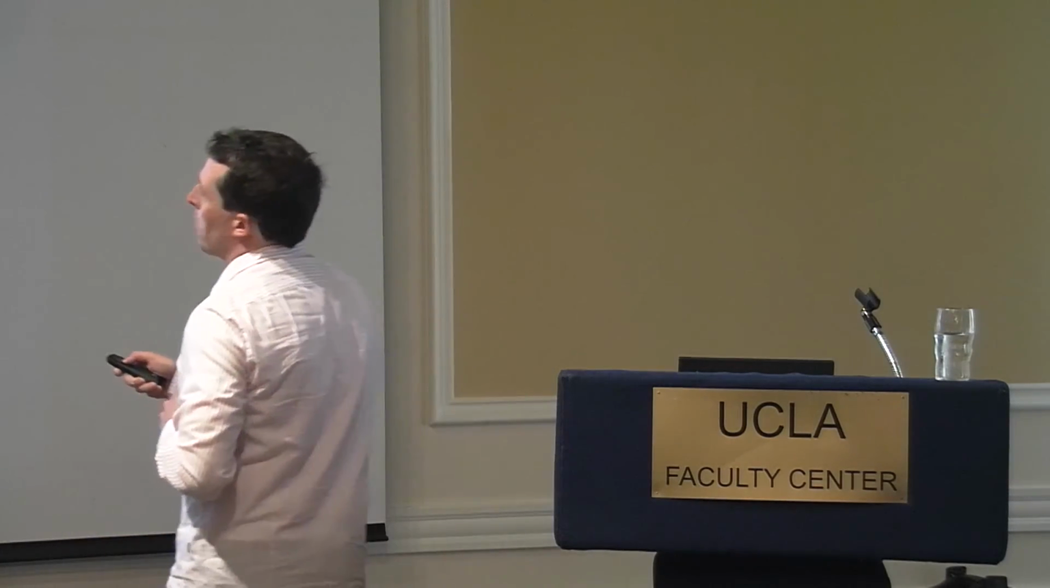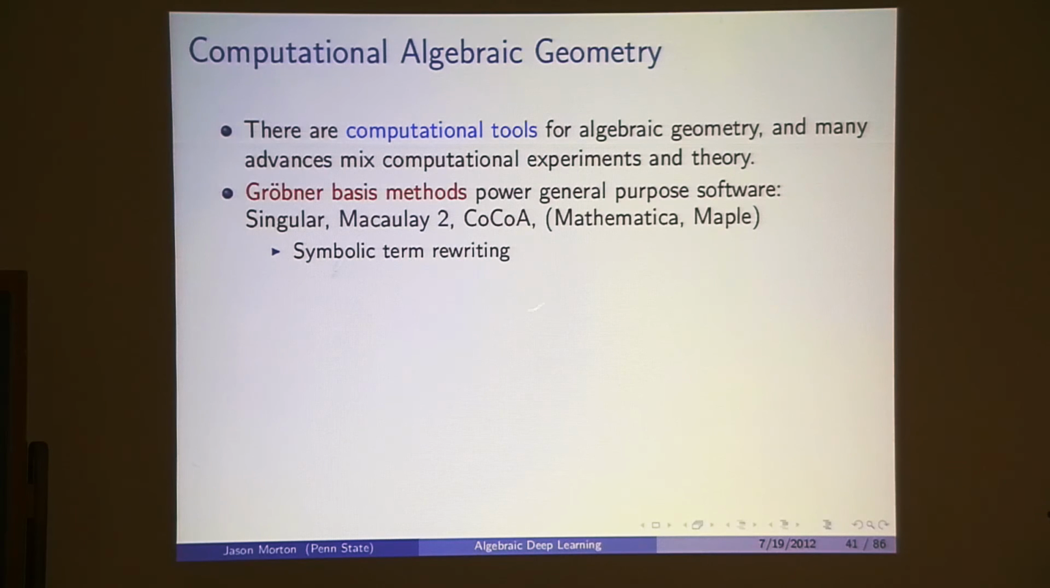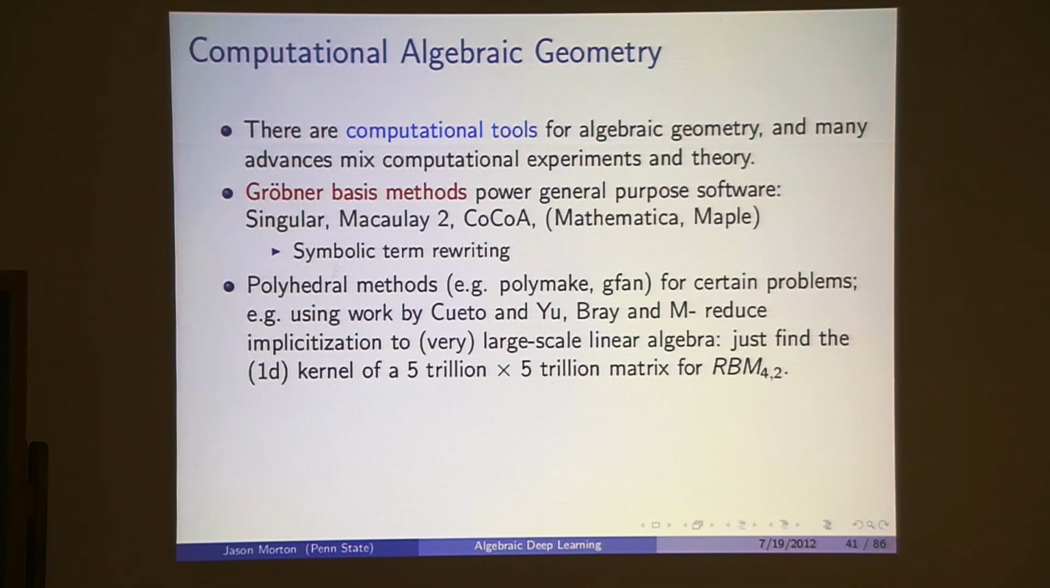And most of this is powered by Gröbner basis methods: Singular, Macaulay2, CoCoA. They work on symbolic term rewriting, and they use this nasty algorithm, which is doubly exponential in the worst case, which is why we can only do very small examples. But if you're lucky, you can do big examples. But if you're unlucky, it's quite bad.